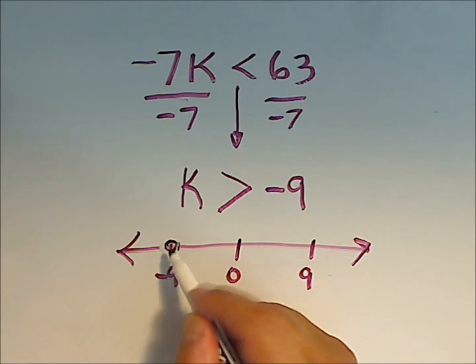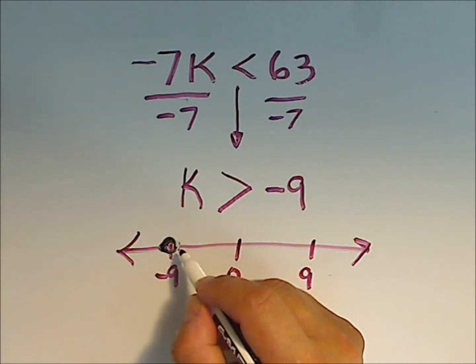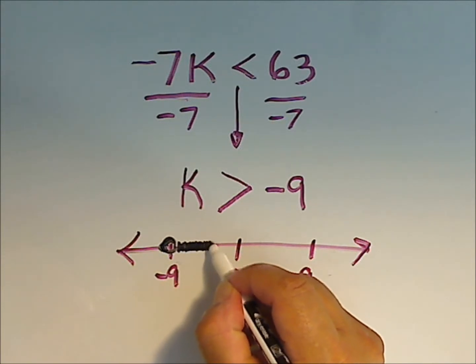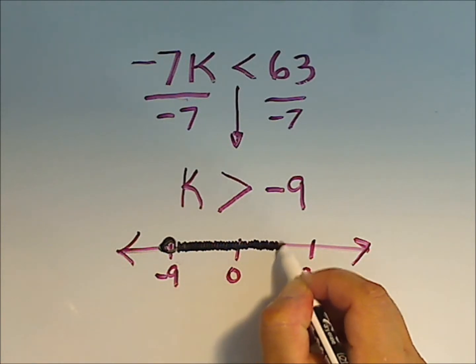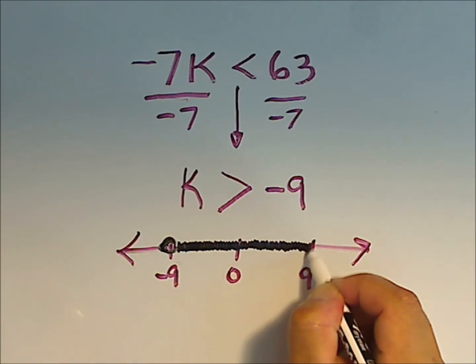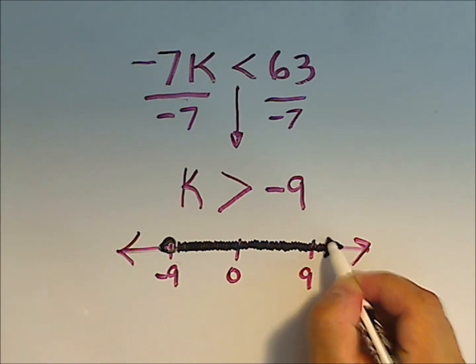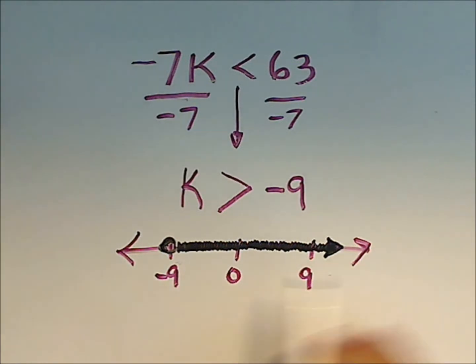And it's going to be, get that nice open dot there, and it's going to be everything to the right because I need all the numbers that are greater than negative 9. So I can just make a nice thick colored line this way and place an arrowhead, meaning and everything to the right. So 0 should work, and 9 should work.